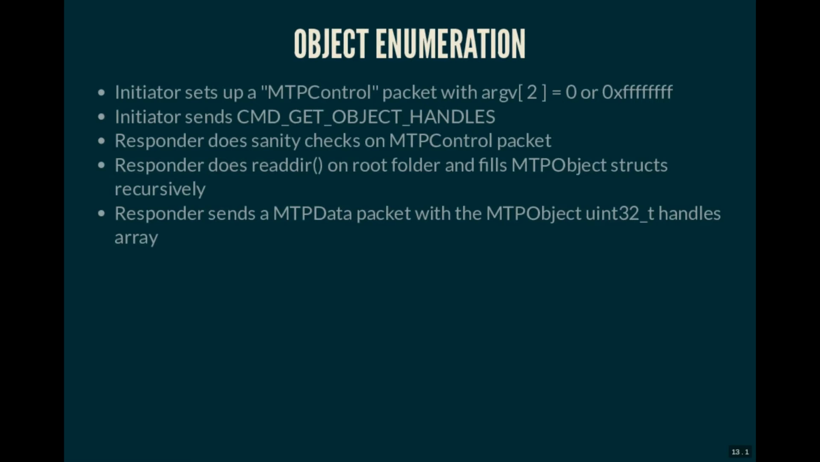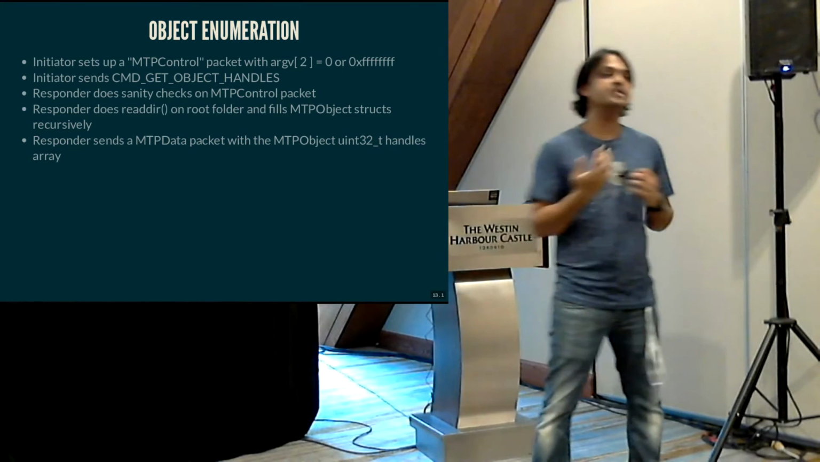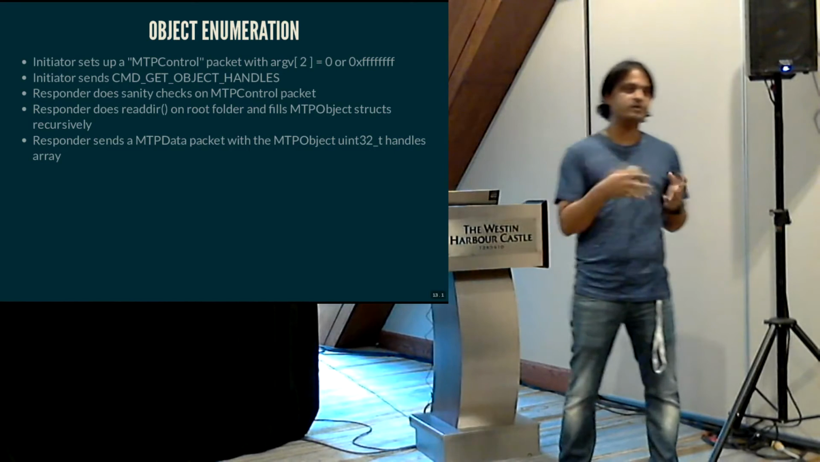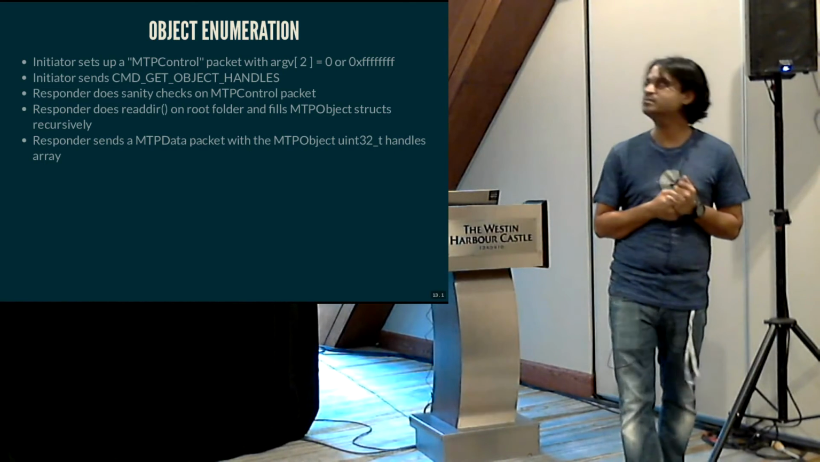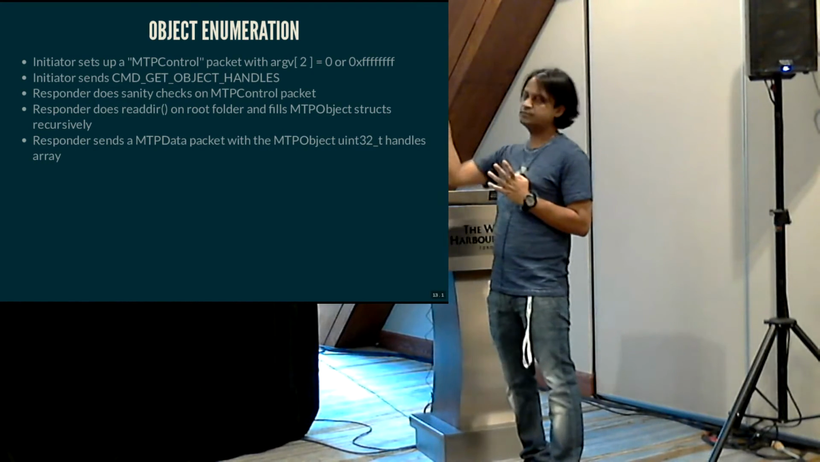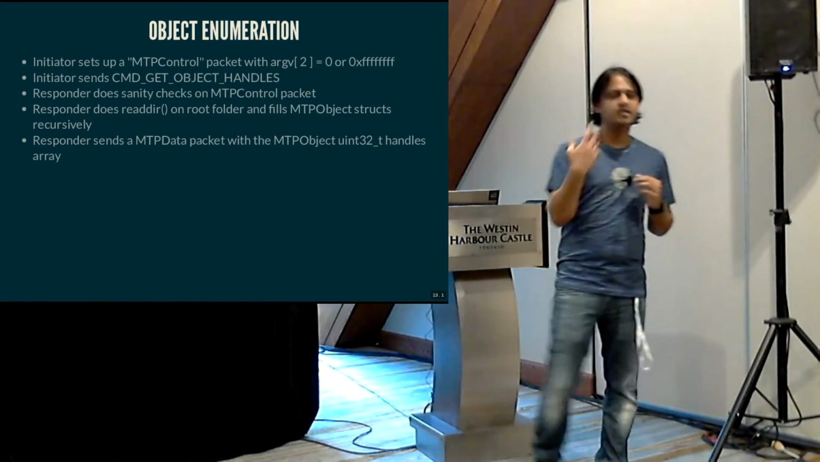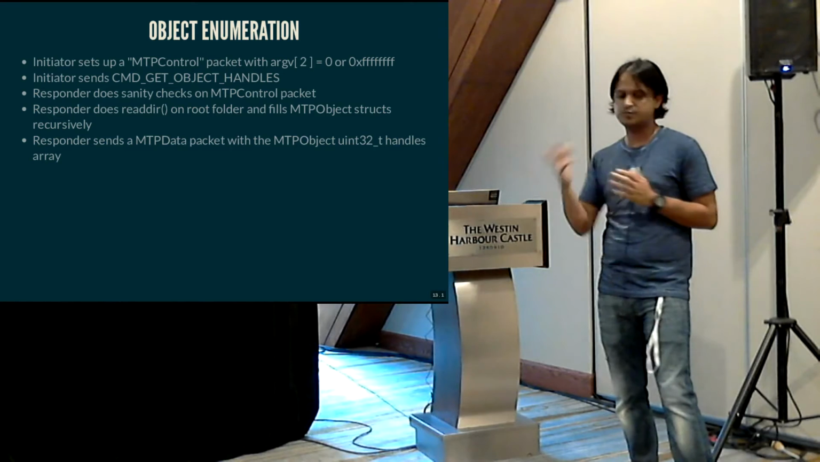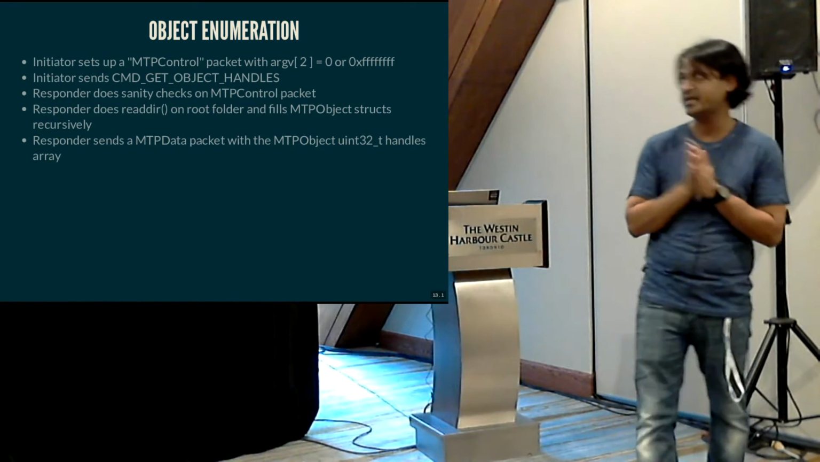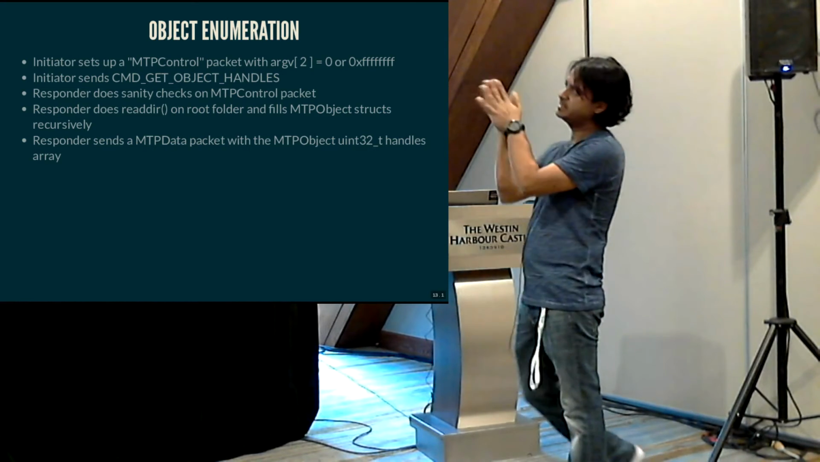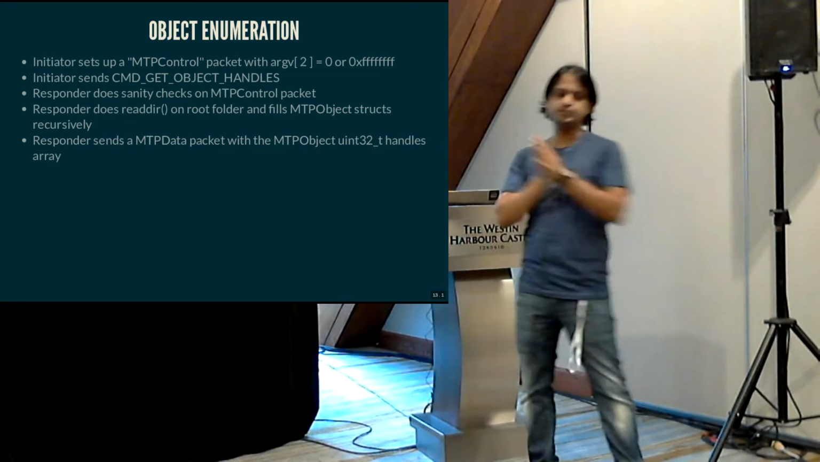As far as object enumeration is concerned, when the device is connected and the initiator wants the list of files or whatever objects, if you will, in the shared space, it sets up an MTP control packet with this specific field set to 0 or all Fs, which basically means: try iterating starting from the root of the share, go through all the folders and find out what files and folders I have. Then it fills up that control packet and sends cmd get object handles, which is the command that is used to get the list of objects.